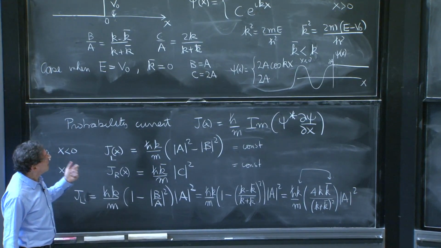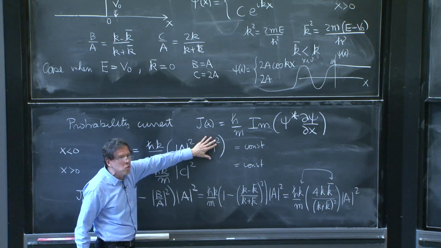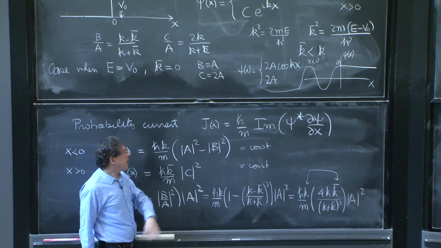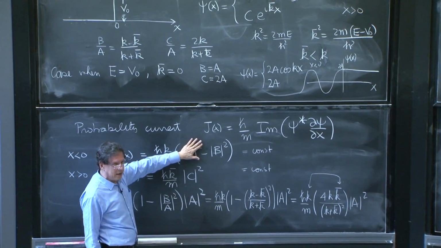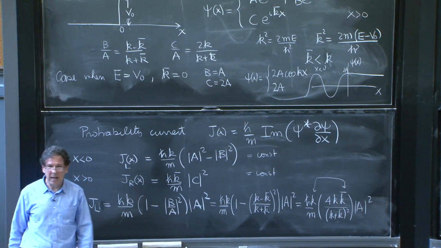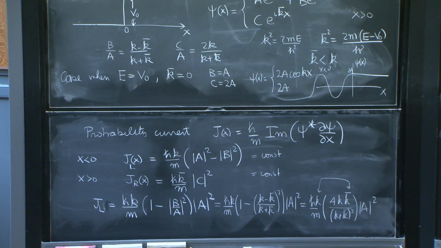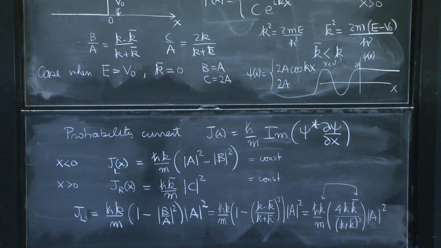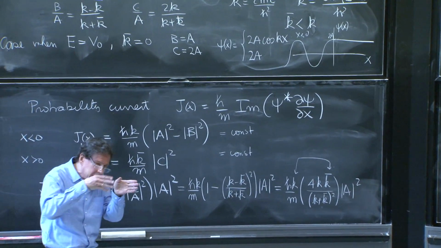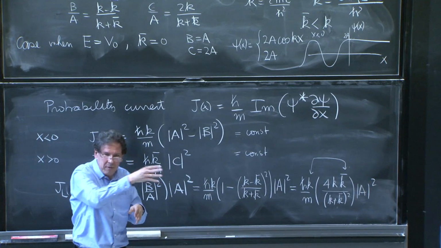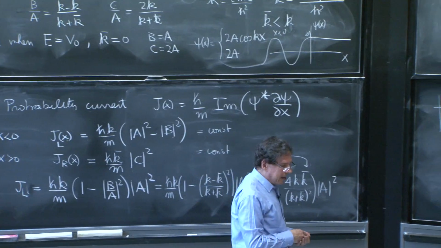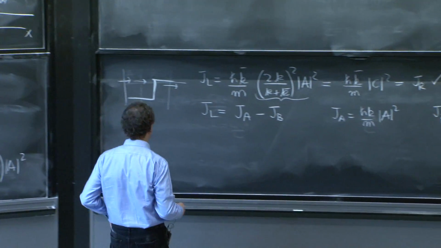It's the current that would have been brought alone by the incoming A wave minus the current that would have existed alone from the reflected B wave. B is the reflected wave. So that's very nice. There's no interference between these two terms. We can really think of a current that is associated to the incoming wave and a current associated with the reflected wave. So this suggests how you should define a reflection coefficient.